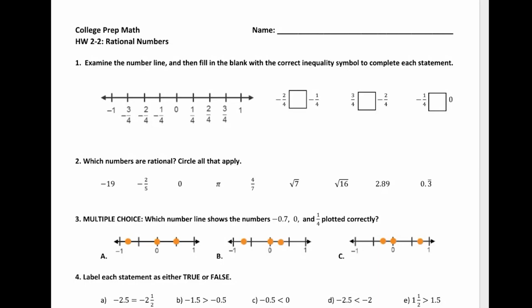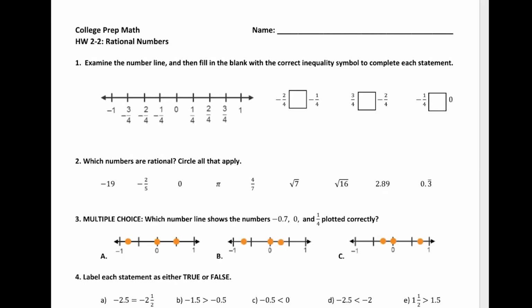So first, let's just make sure we understand what a rational number is. Generally, a rational number is going to be written as a fraction. But as we saw in the previous lesson, we could also represent rational numbers using decimals and percents. So let's start with this first problem where we're asked to compare two rational numbers.